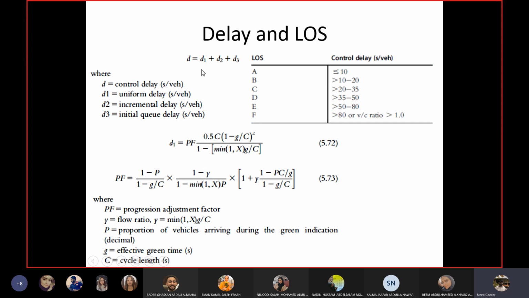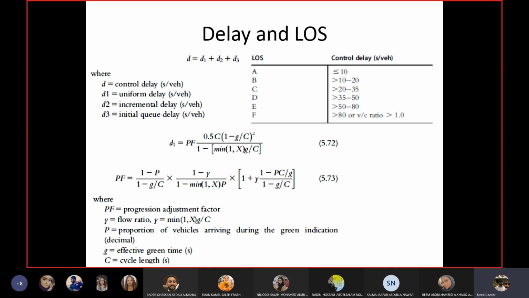Then you find out the delay. Now delay has three terms. Delay for a signal has three terms: D1 uniform delay, D2 incremental delay, and D3 the initial queue delay. D1 is a normal delay which you will have at a signal whenever vehicles stop at the signal because of the red time, because of the lost time.